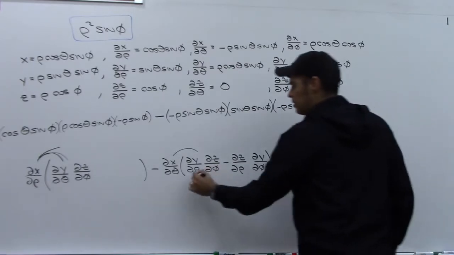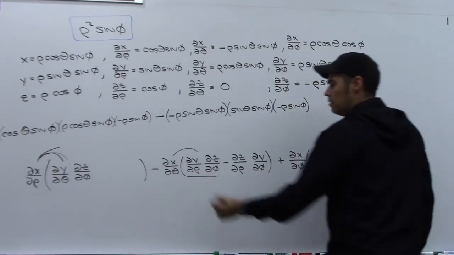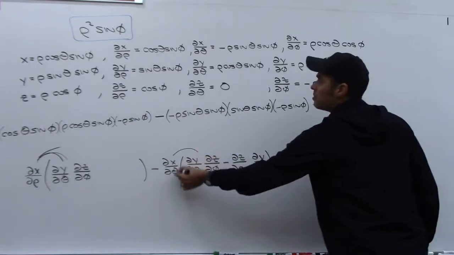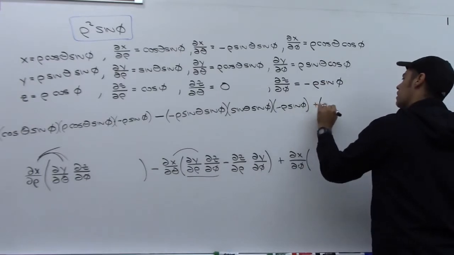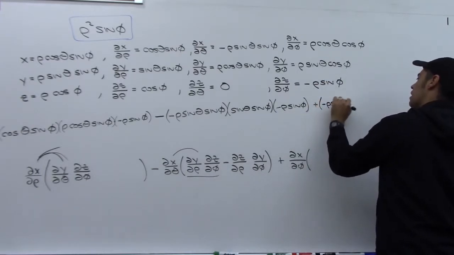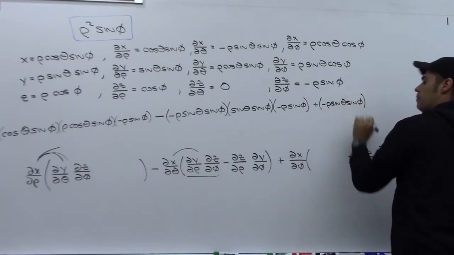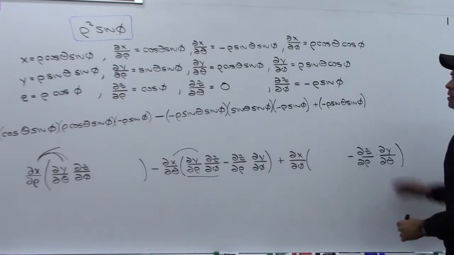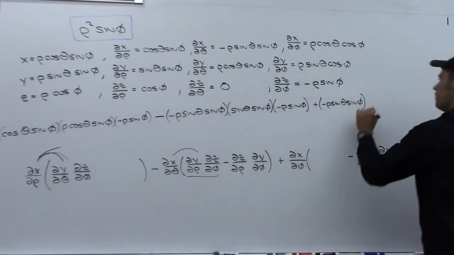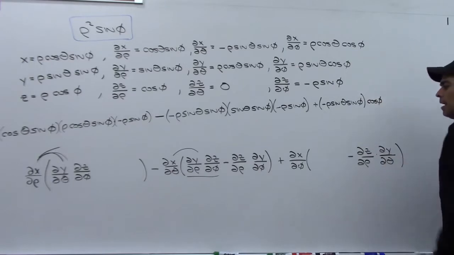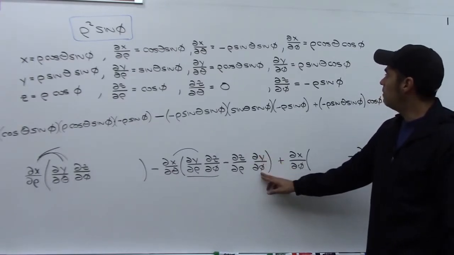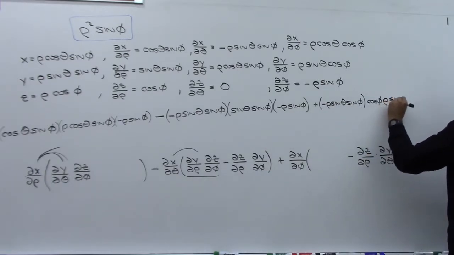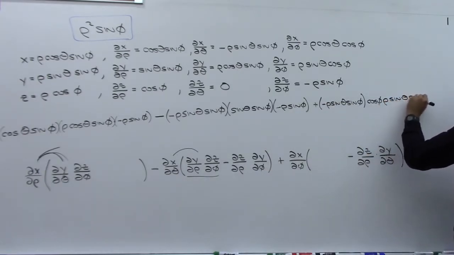Okay, so I've taken care of this. Now I've got to go this to this. Negative negative is plus. Partial x with respect to theta, negative rho sine theta sine phi, running out of room. And then partial z with respect to rho, cosine phi. And then partial y with respect to phi is rho sine theta cosine phi.